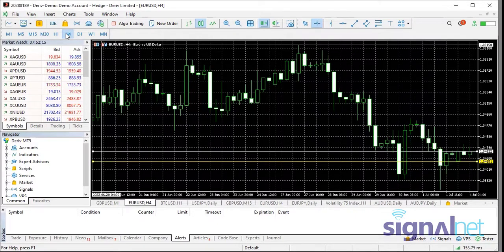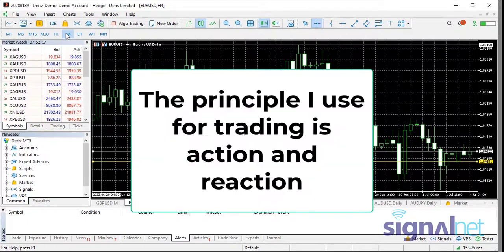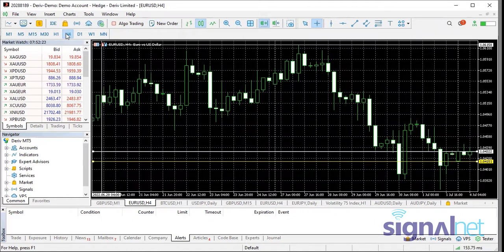The principle I use for trading is action and reaction. I naturally believe that if prices hit a resistance level, the market ought to react to it in the other direction, even if only for a short period of time. These resistance points are turning points. What do I mean by turning points? These are points whereby you see a buy, then just after it, you see a sell.